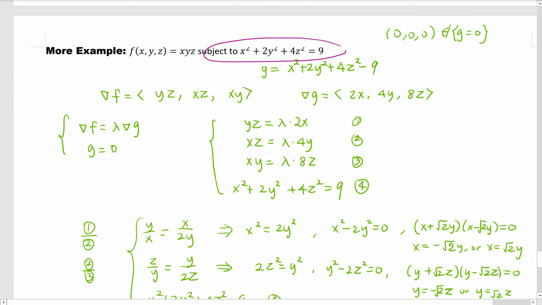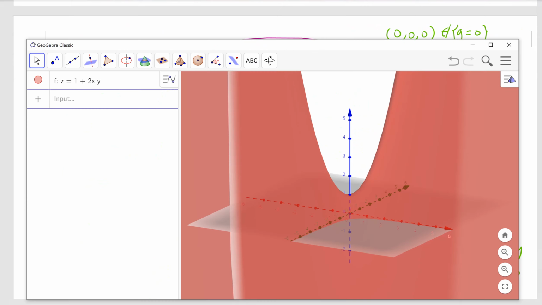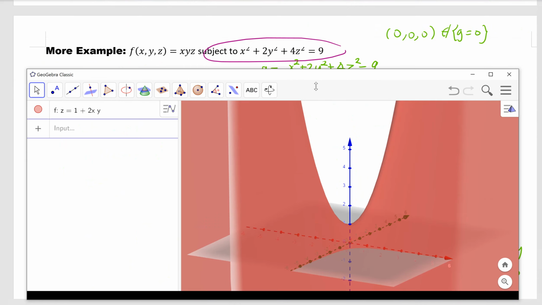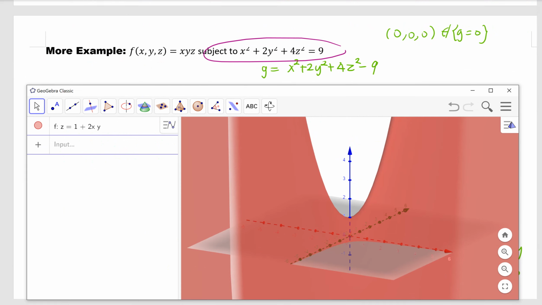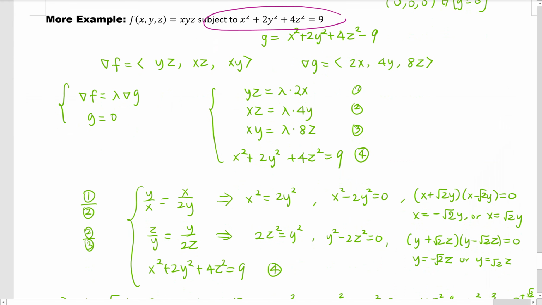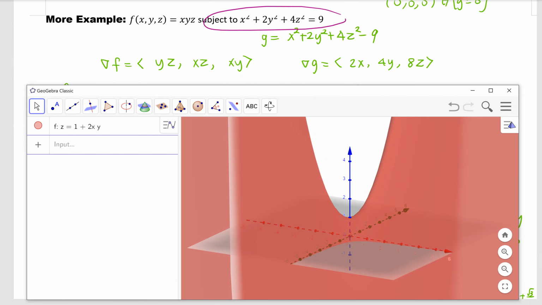We know it's like an ellipsoid, right? It's not a sphere, but an ellipsoid. So I want to show you, because here I can use GeoGebra to help us draw a nice picture.